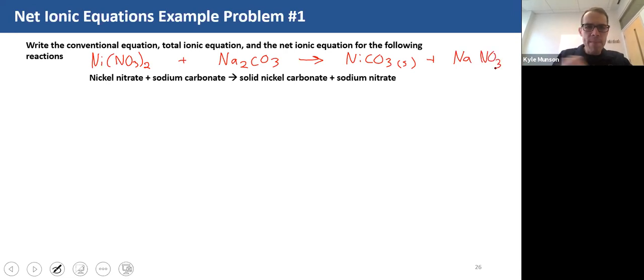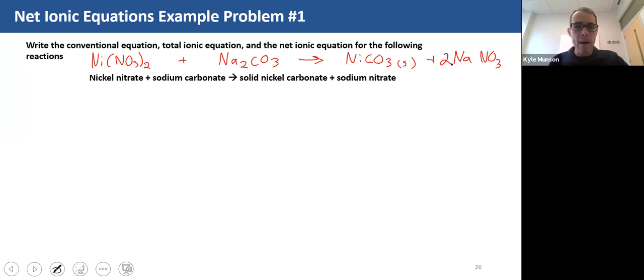nitrate. Okay. And then if I balance this chemical equation, I believe I just need a 2 in front of the sodium nitrate. So I have 2 sodium ions on either side, 2 nitrate anions on either side, 1 nickel on either side, and 1 carbonate on either side.